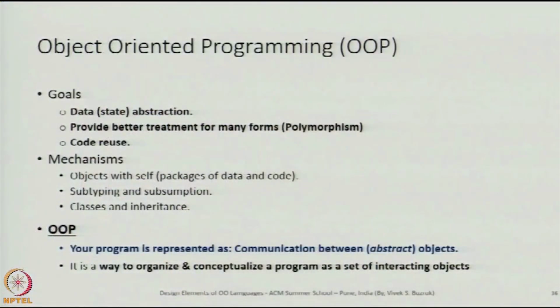Now there are two things mentioned here, just note them down: subtyping and subclassing. We are going to talk about them later, they are very interesting concepts. And remember that the goal of object oriented programming is data abstraction, providing better treatment for many forms. That is basically the goal of object oriented programming, along with code reuse, and polymorphism becomes important, and how it goes beyond the concept of a type variable, how it gets incorporated, we will see that.